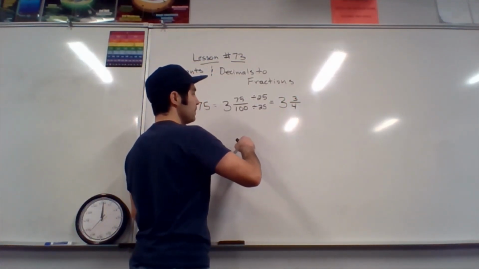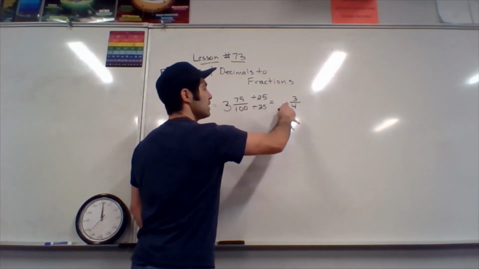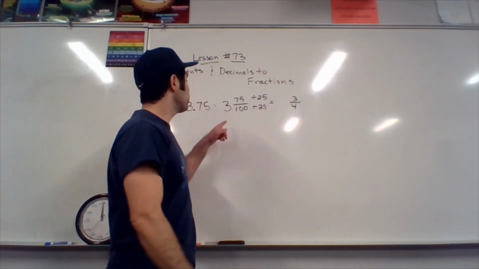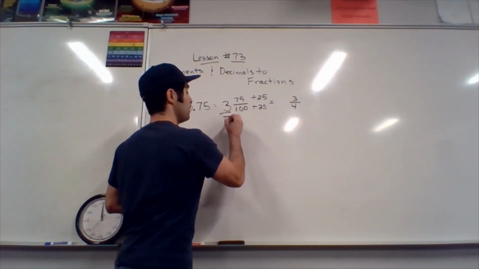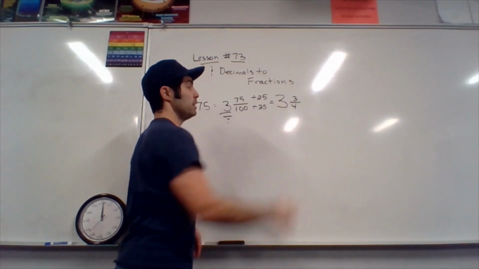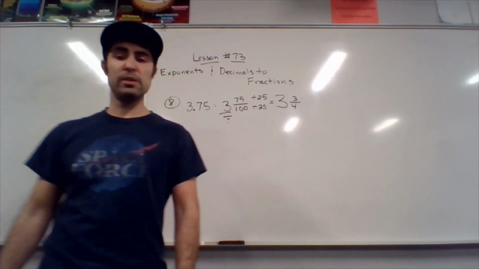4. Okay? Now a lot of people do this. I'm erasing this. They'll say the answer, 3 and 75 hundredths equals 3/4. Don't forget the whole number. There we go. So the answer is 3 3/4.